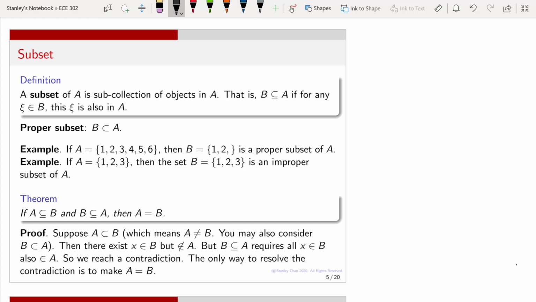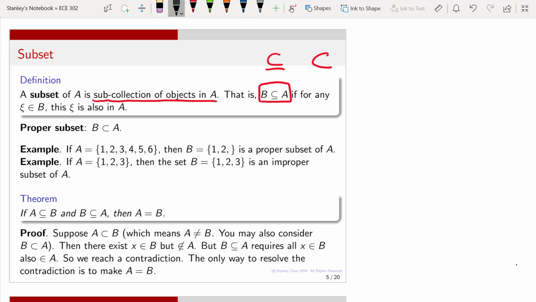A set is a general object, and inside a set we can define a thing called the subset. A subset is really a subcollection of objects in A, and we are going to write this notation B ⊆ A, meaning that all the elements in B are also elements in A. Now there's a small difference between this notation and this. Here it means that the set B can also be the set A, and here it means that B is completely inside the set A.